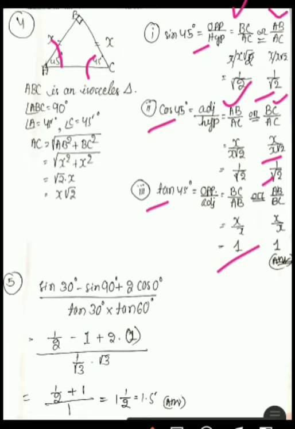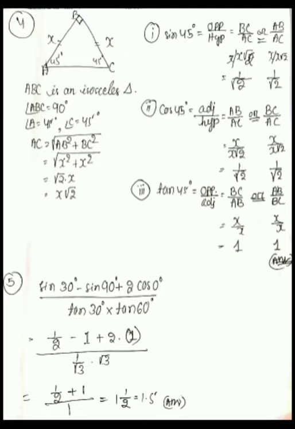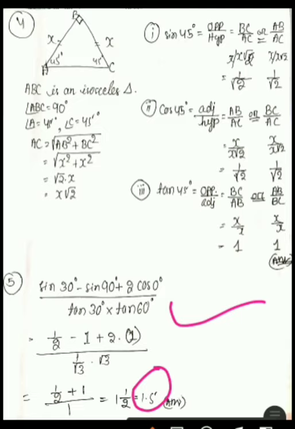Okay, just check it. And question number 5, without using the tables, find the value of sin 30 minus sin 90 plus 2 cos 0 whole by tan 30 into tan 60. So students, how without using the tables you have to find out the values, I'll tell. Just here I have taken all the values and I have got 1.5, and without using the trigonometrical ratio table, how to solve this question I'll tell in next class.